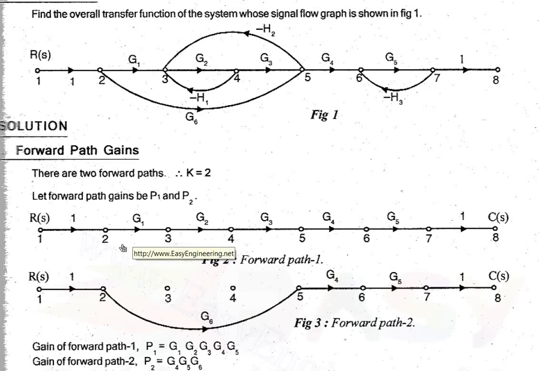Next we have to draw the second forward path. Here the forward path nodes are 1 to 2. After that, 2 is directly connected to 5 with a gain of G6, 5 to 6 has a gain of G4, 6 to 7 has a gain of G5, and 7 to 8 is 1. Now we write the gain of forward path 2, P2. Therefore here we have 3 gain values: P2 is equal to G4 into G5 into G6.